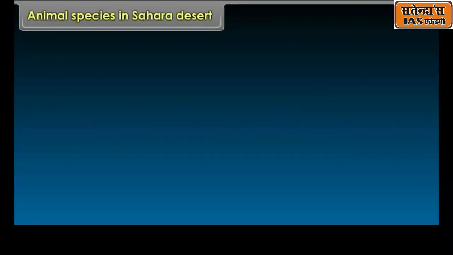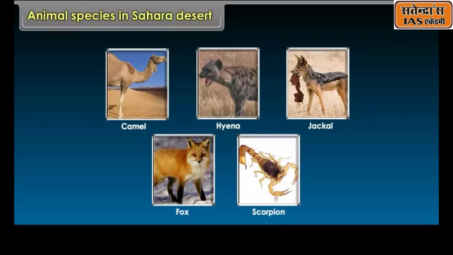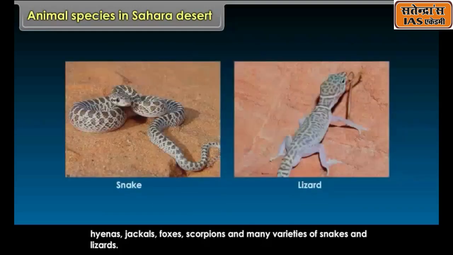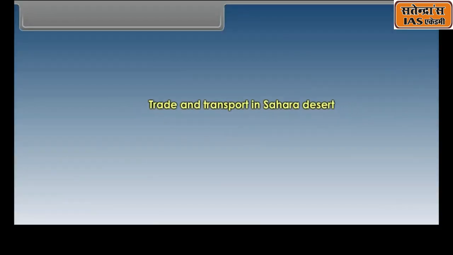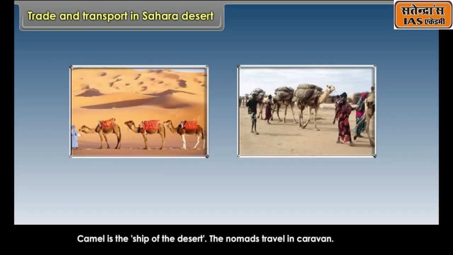Animal species in Sahara Desert. The prominent animal species found in Sahara Desert are camels, hyenas, jackals, foxes, scorpions and many varieties of snakes and lizards. Trade and transport in Sahara Desert. Camel is the ship of the desert. The nomads travel in caravan.